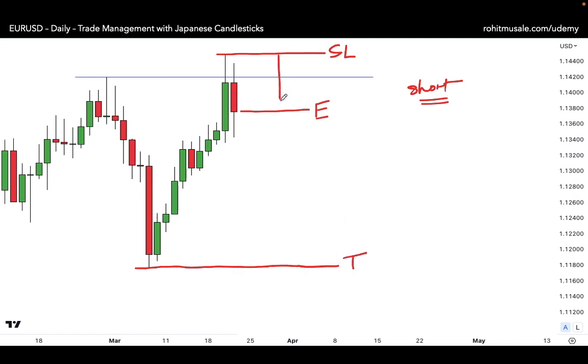If we look at the reward to risk ratio, that's the risk and that's the reward. So roughly 2:1 or 3:1 reward to risk you can expect on this trade if you just take the ratio of reward over risk. So that's how the trade is set up. Assuming you take that short position, how will you then manage the trade?